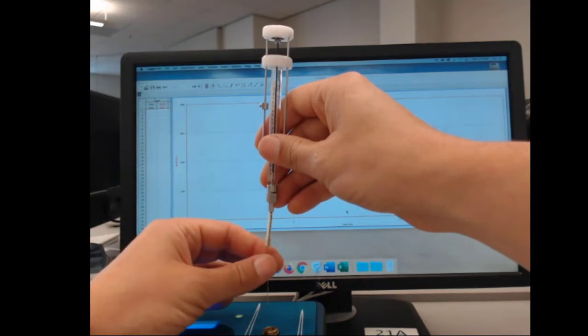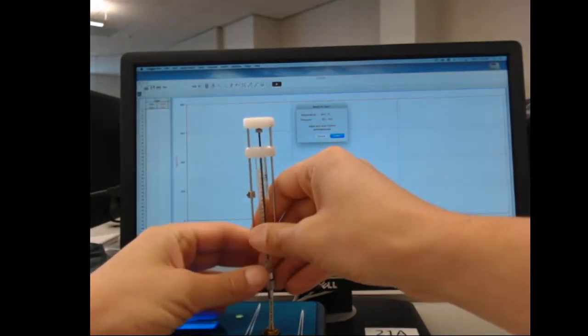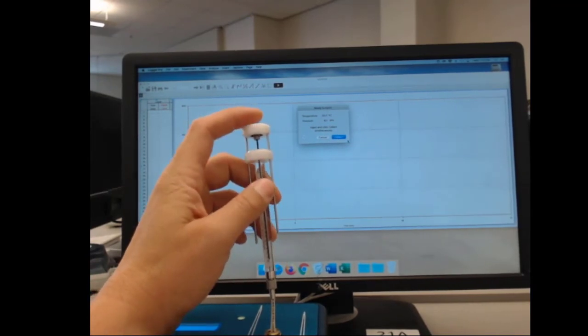Okay. Gently glide the needle in. Okay, now the timing.